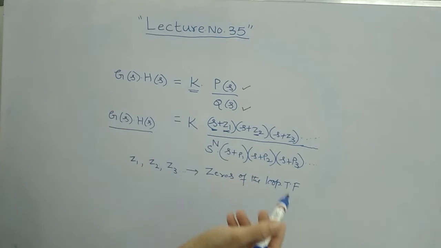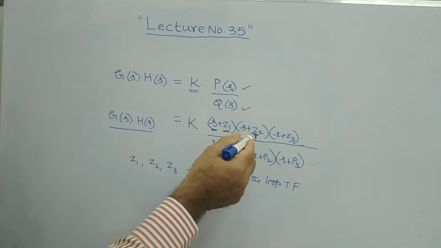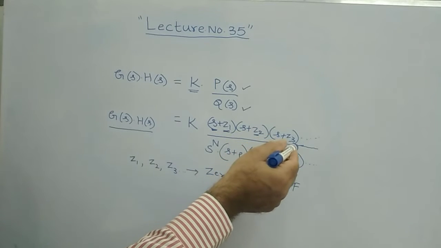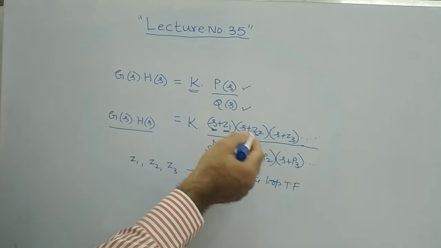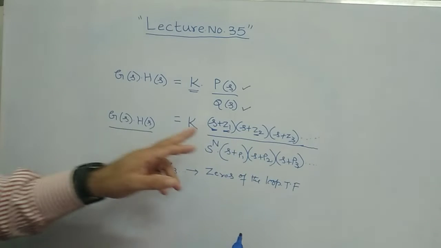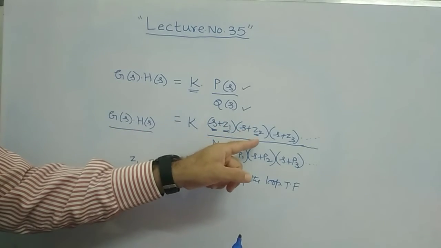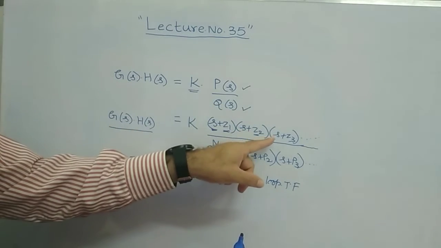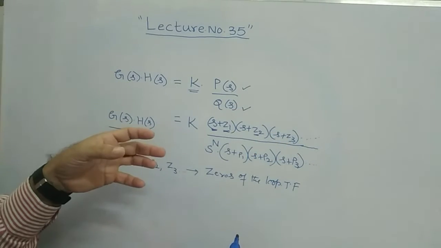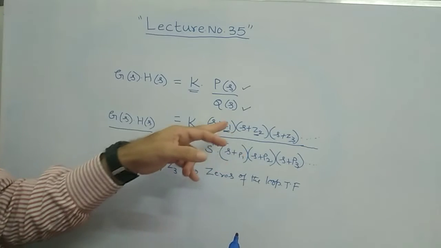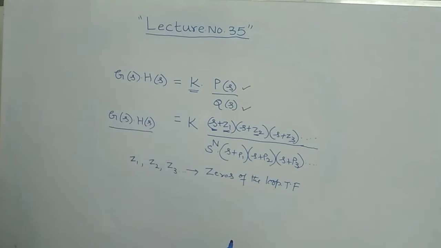s is equal to minus z2. This means that if you equate s plus z1 equal to 0, s plus z2 equal to 0, and s plus z3 equal to 0, if you equate all these factors to zero, you will get s equal to minus z1. So z1 is the zero. s equal to minus z2, that is also another zero. s equal to minus z3 is another zero. The values of s of the numerator polynomial are called the zeros of the loop transfer function.